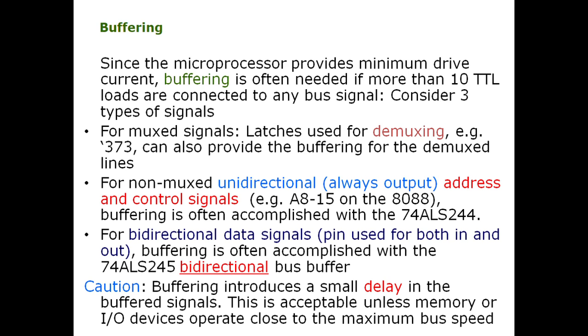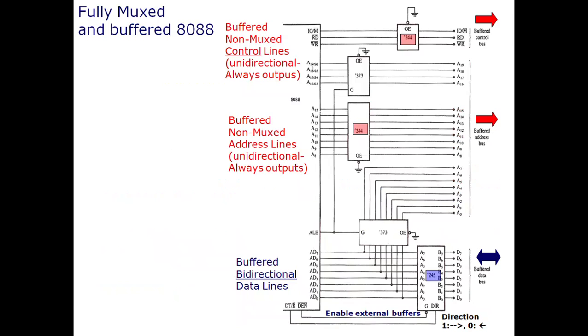Unidirectional and bidirectional transceivers should be used, just like here. This is the fully demultiplexed and fully buffered 8088 microprocessor. If we remember, these four address and status pins, and these 8 pins were multiplexed. So they were demultiplexed using this latch and this latch. So these pins do not need to be buffered. They can now directly be connected with multiple devices.